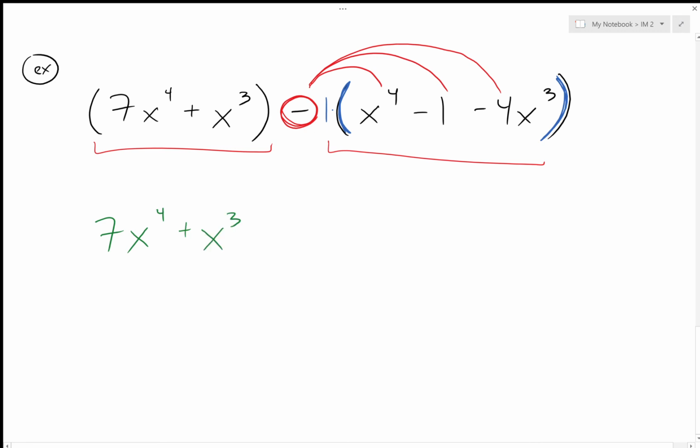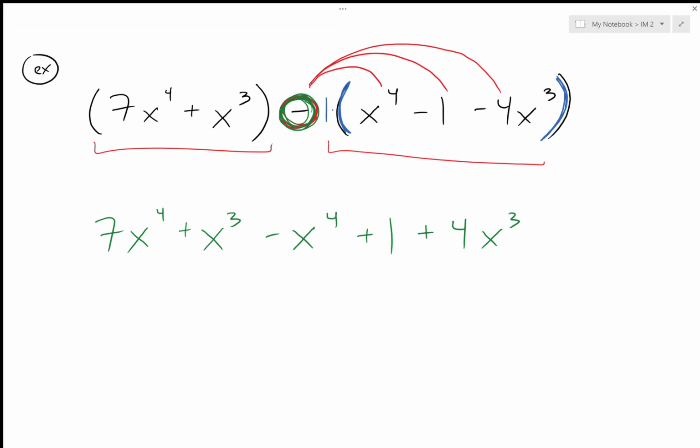From there, I'm going to follow the signs. So we're going to have a negative 1 times this term, x to the 4th, so that's a negative x to the 4th. The negative 1 times this negative 1 is a positive 1. And then finally, that negative sign applied to the last one makes it positive. So all that negative sign did was change the signs of everything after it. Okay, so this negative sign changed the signs of everything afterwards.